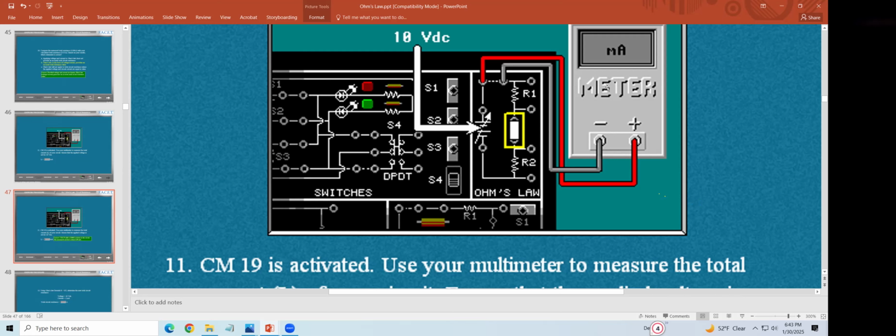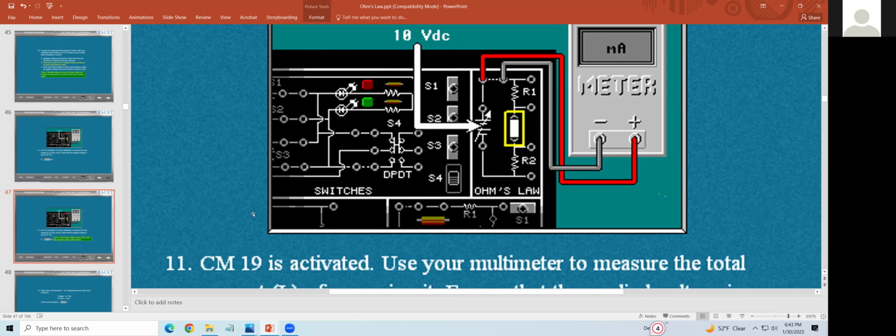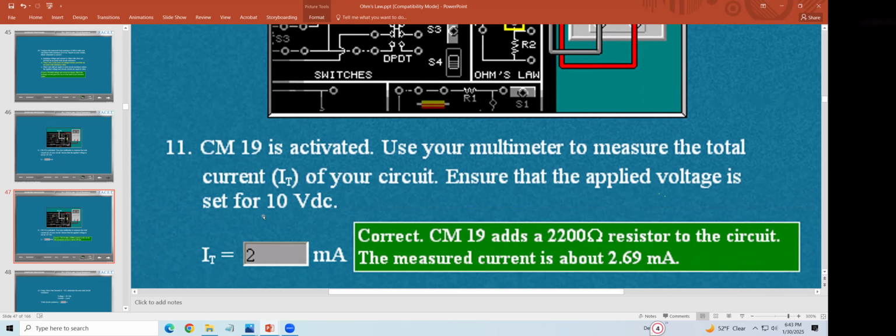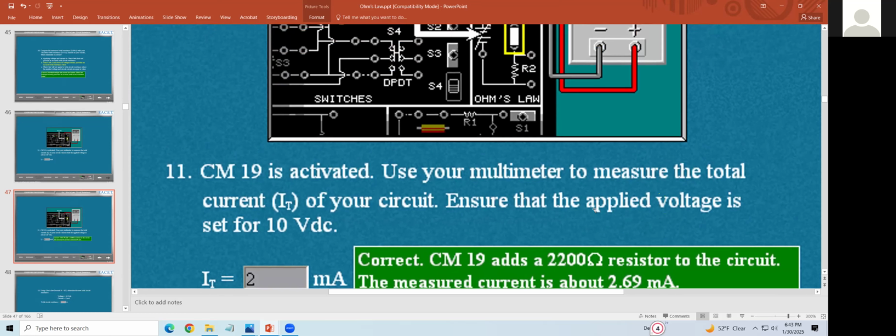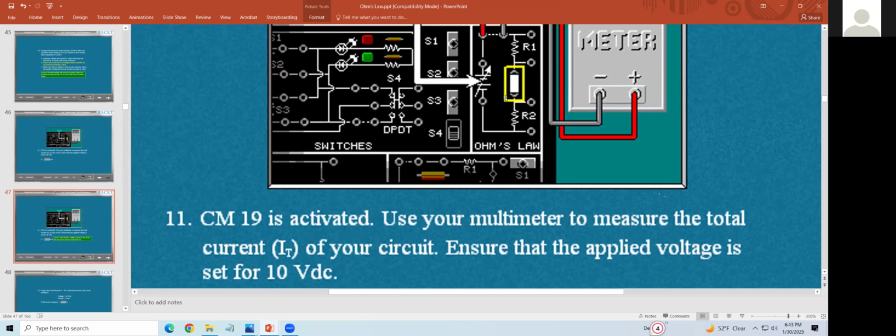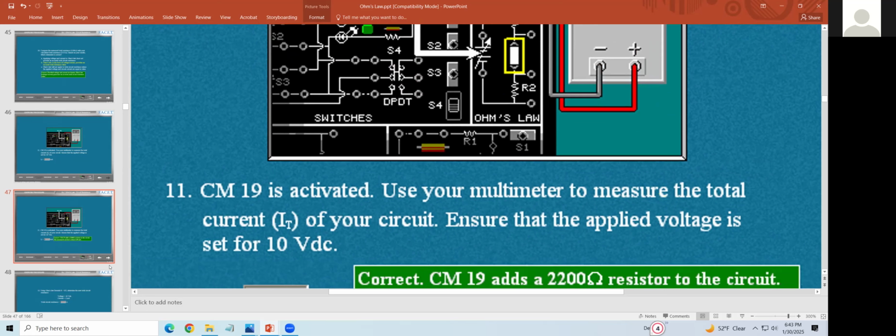What is CM in this case? The module somehow. Module. What does that mean? They change something. Correct. CM add a 2200 ohm to the circuitry. That means they modify inside the box. They're adding the resistor in here. So the current is now different. If you know how to do it, you get the right answer.